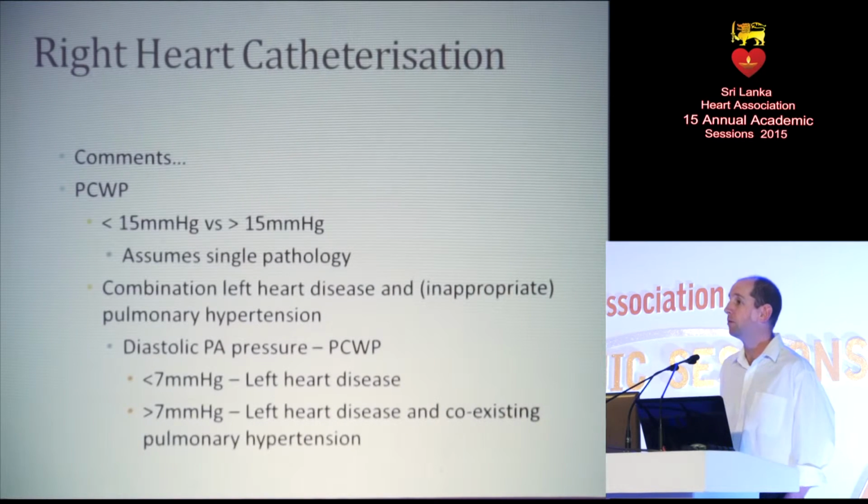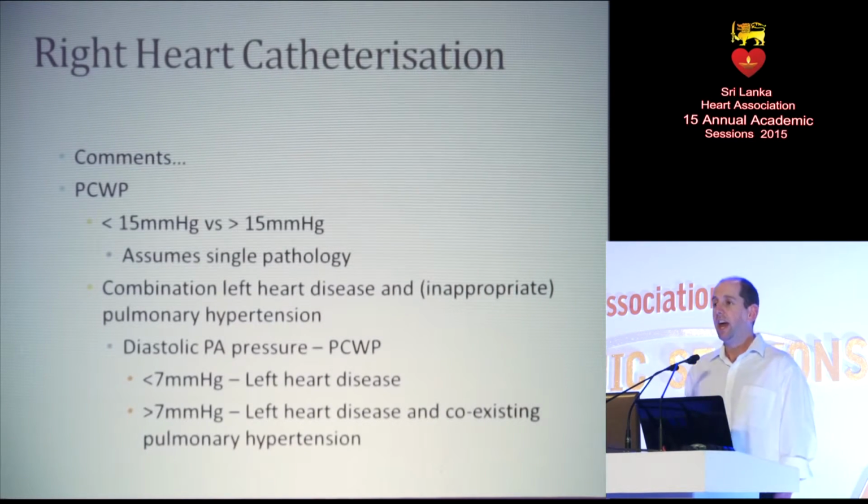So a couple of comments now about right heart catheterisation. As I mentioned, looking at mean pulmonary pressure alone is relatively simplistic. And again, having a pulmonary capillary wedge pressure as a cutoff is somewhat simplistic as well, as it implies there's only one disease entity. But as I said, pulmonary arterial hypertension can certainly coexist with left heart disease. Looking at the difference between the diastolic pulmonary artery pressure and the pulmonary capillary wedge pressure can help differentiate between pulmonary hypertension purely due to left heart disease or where pulmonary arterial hypertension coexists with left heart disease.